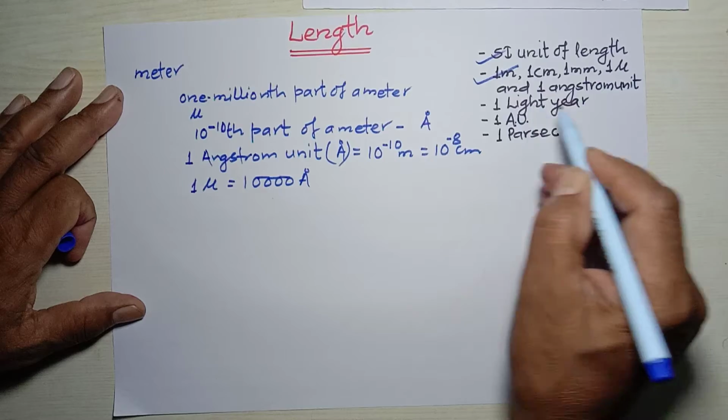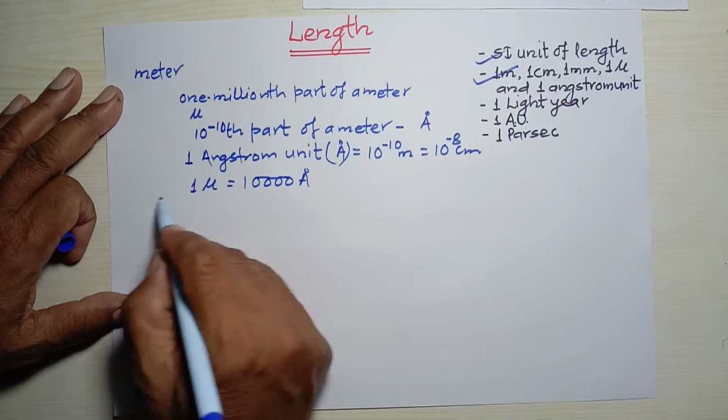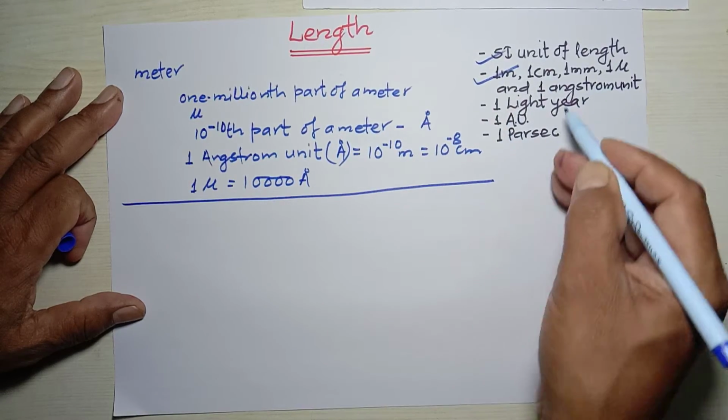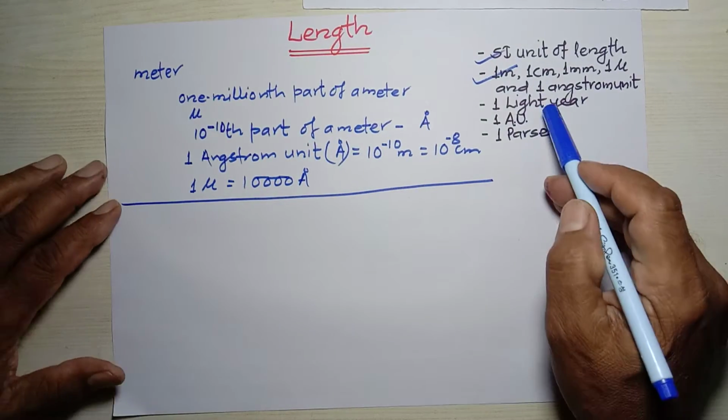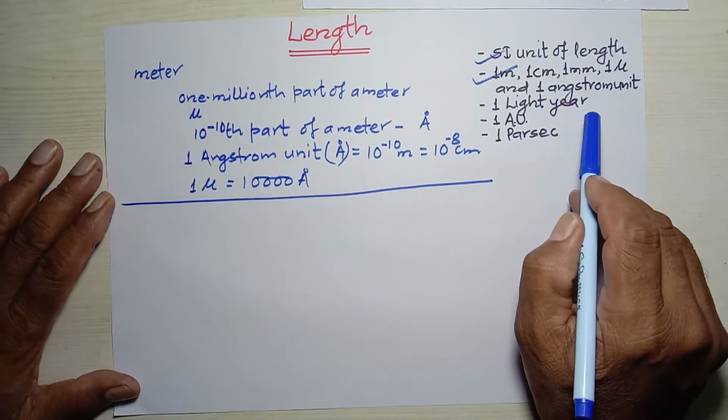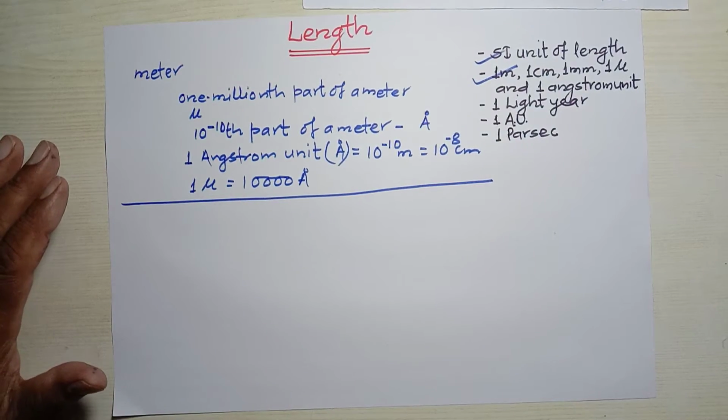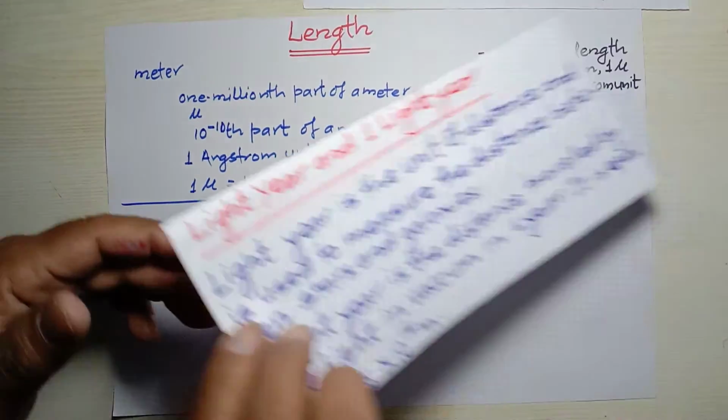Now let's talk about the big units of distance, bigger units of distance. Now I want to talk about light year. This is a big unit of distance. Now how can we define light year?